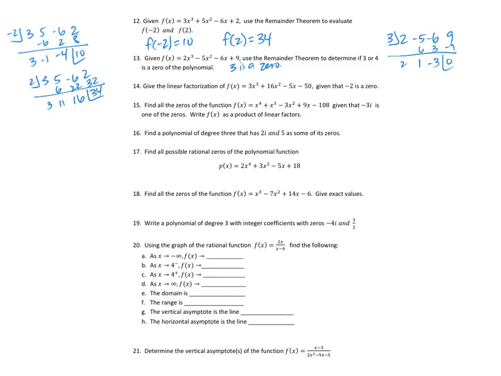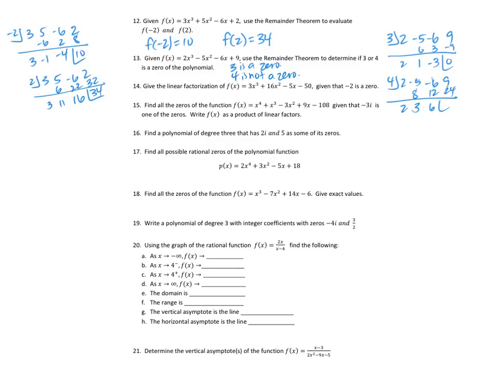Okay, and what about 4? So I bring the 2 down. 4 times 2 is 8. I get +3. 4 times 3 is 12. 12 minus 6 is 6. 24, and I can see that's not giving me a 0.